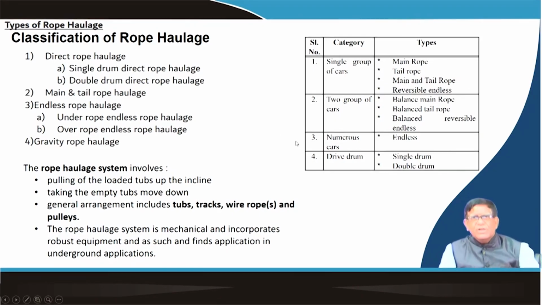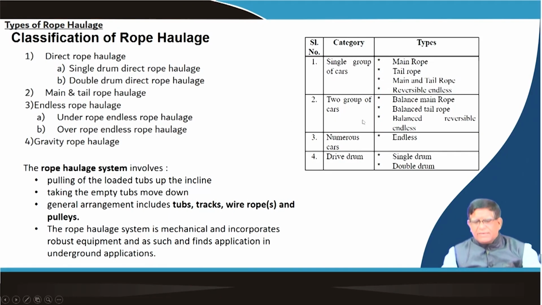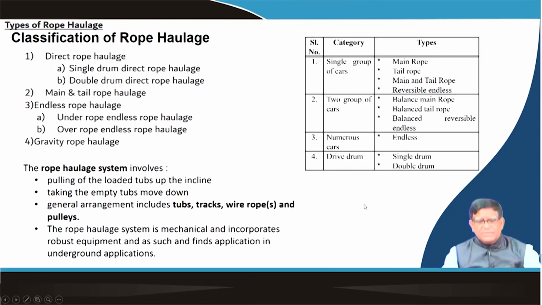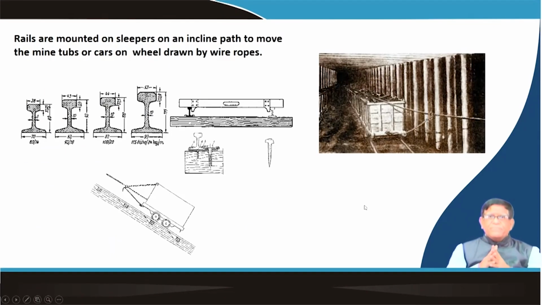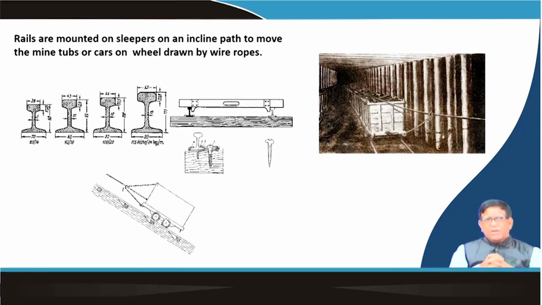So, this table summarily tells how you can classify this system on the basis of a single group of cars, two groups of cars, numerous cars, and then the drive drum. This is the way you classify. Now, as I have said already, in the basic system we have a track, that is a railway, rail tracks; rails will have to be there on the track.